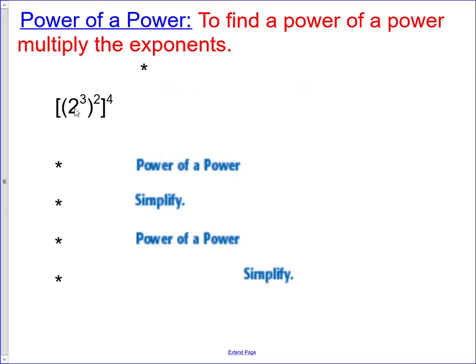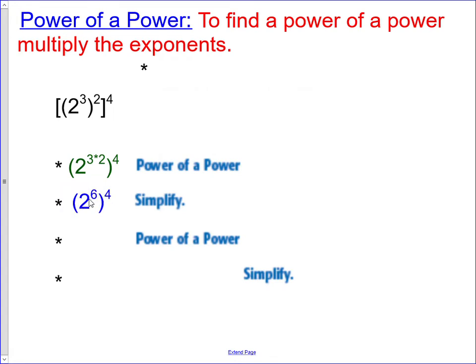So here we have 2 to the third power raised to the second power. Well, I know that I'm going to multiply those exponents. So I'm going to have 2 to the 3 times 2 power, and all of that's still going to be raised to the fourth. But we can go ahead and simplify this. 3 times 2 is 6, so we have 2 to the 6th power raised to the 4th power.